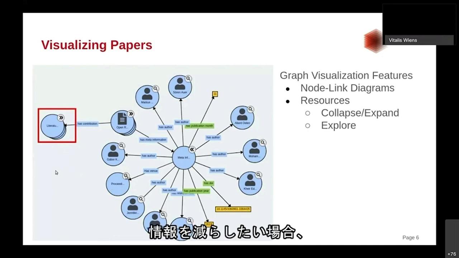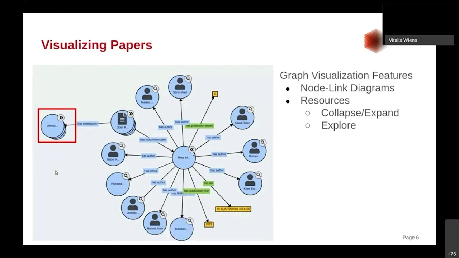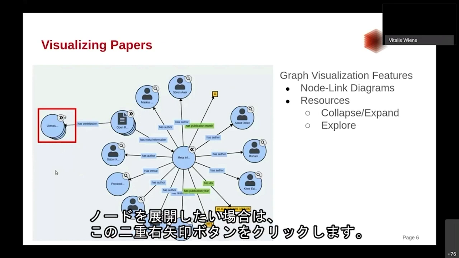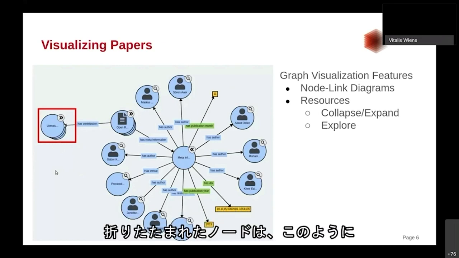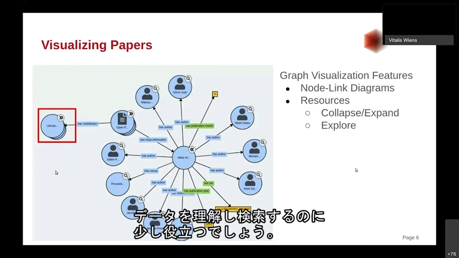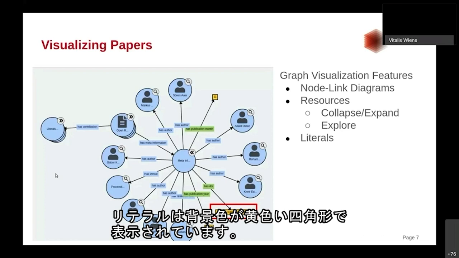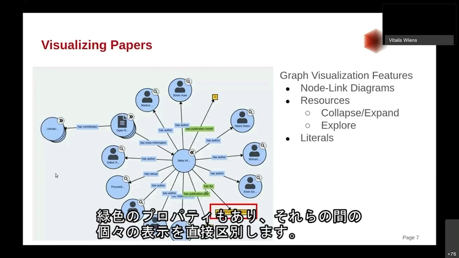And if you want to reduce the information, you can press this double arrow to collapse a node. And if you want to expand it, you can press this button. A collapsed node is indicated by these 2 additional circles underneath. And this shall help you a little bit to understand and navigate through the data. And we also have literals, and literals are displayed as rectangles with yellow background, and they also have green properties in order to distinguish directly in the visual representation between those.